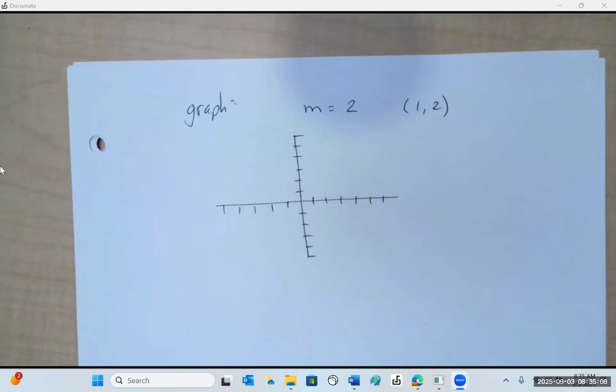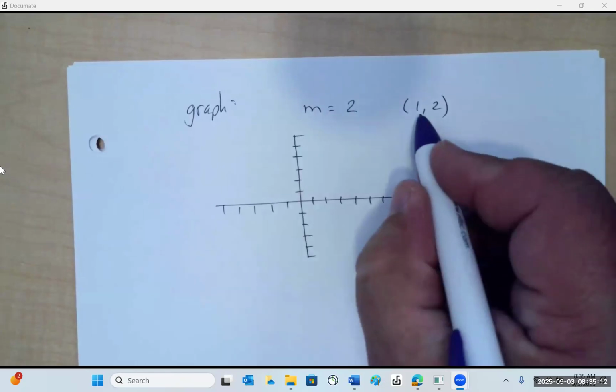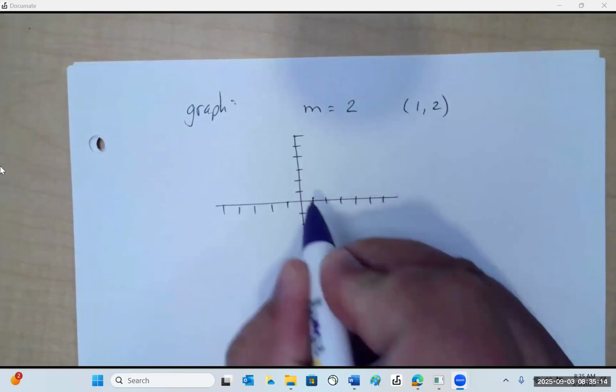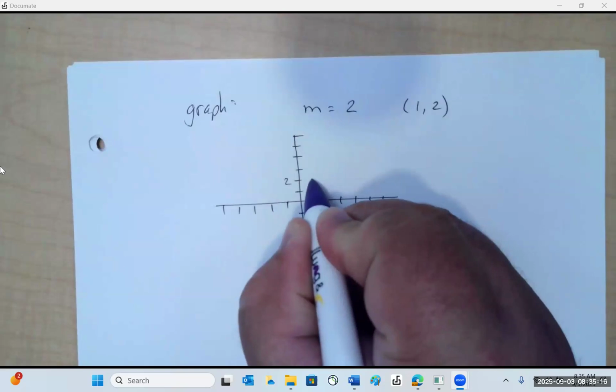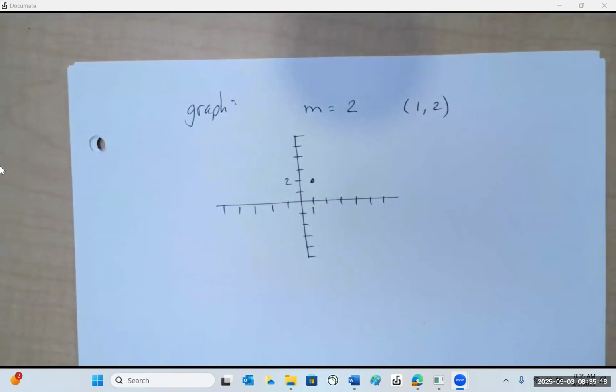Okay, so what's my first step? Plot the point (1, 2). So I'll go to 1 and up 2. I put a dot there. From there, what do I do?